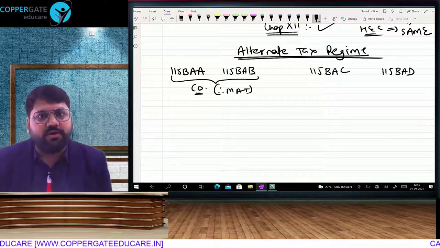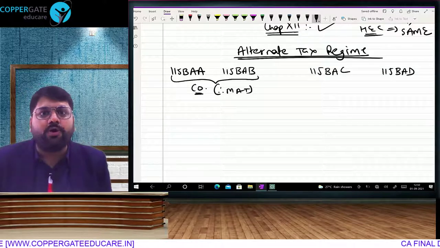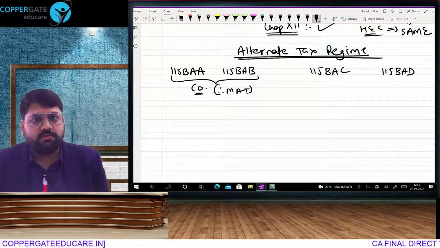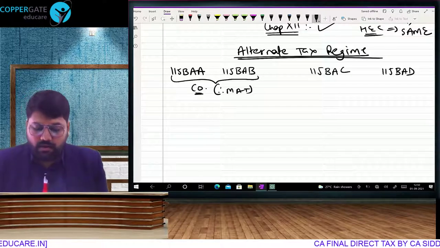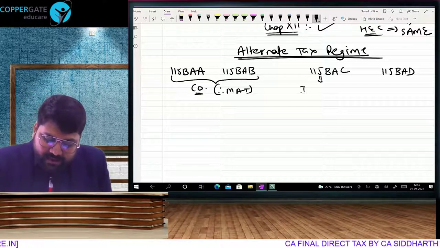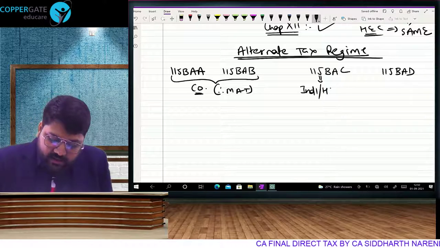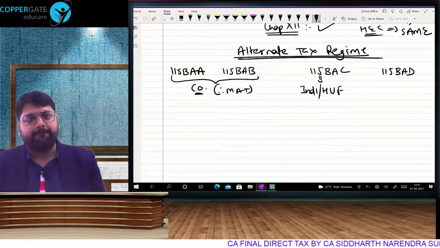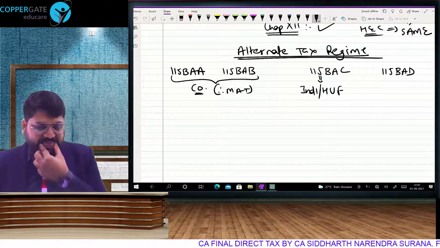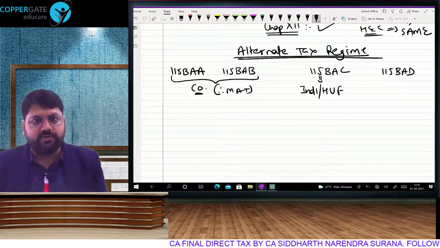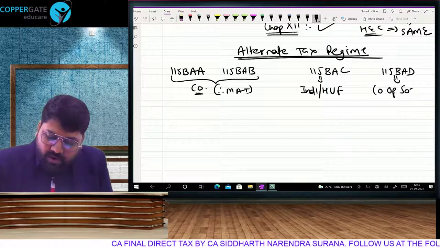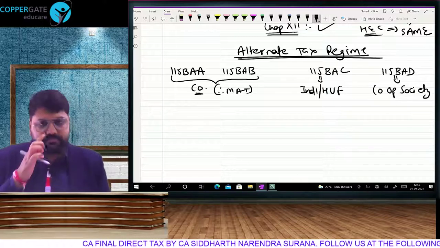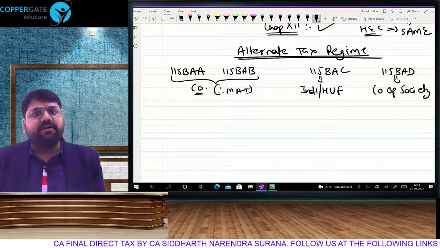For companies, we have not studied even the old regime yet. Where and how can we go to the new regime? Obviously not. This is applicable to individual and HUF. Have we studied old regime tax rates? So, now we will learn the new also. And this is applicable to cooperative societies. Have we studied old regime tax rates? So, we will learn the new also.